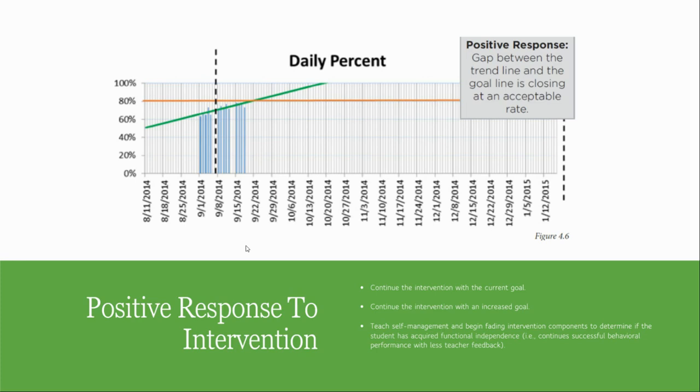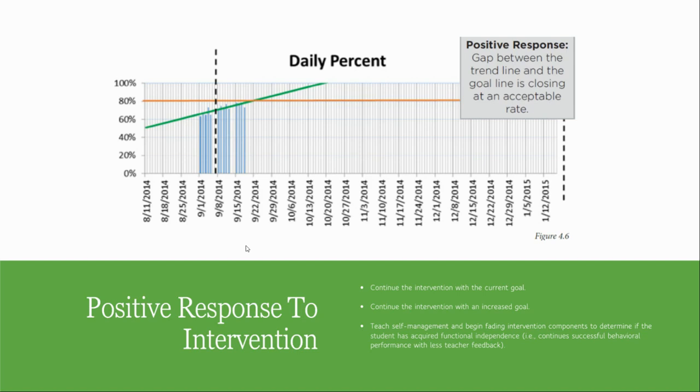So let's talk about what a positive response to an intervention means. If data indicates that the student is making progress towards his or her goal and will reach that goal within a reasonable amount of time, the team should determine how long the student is expected to maintain that success before intervention components are removed.